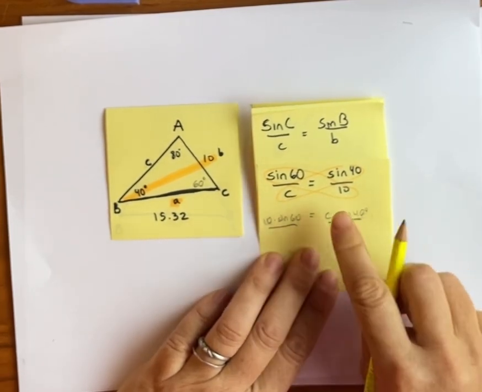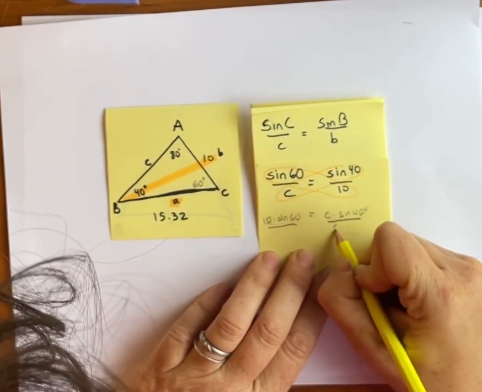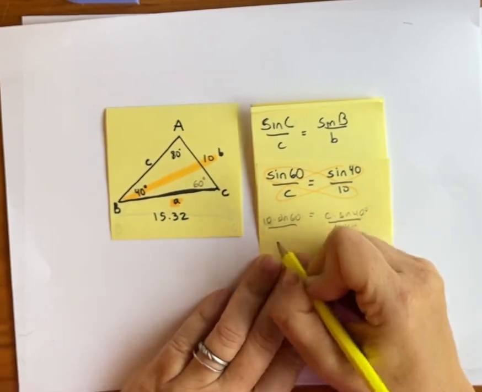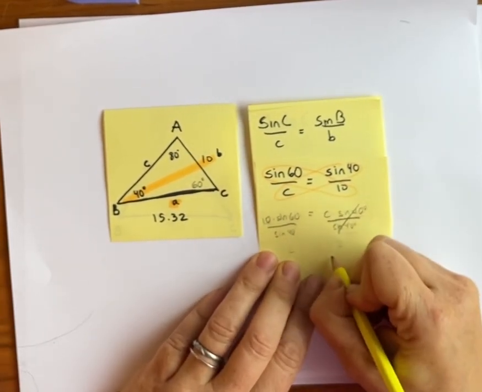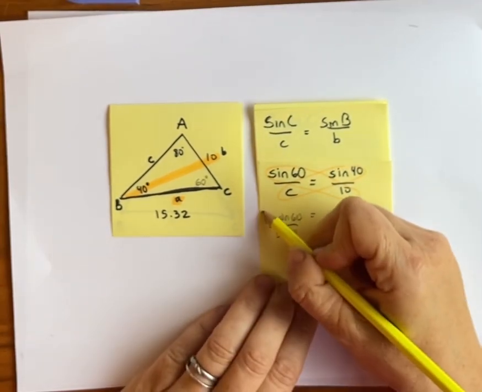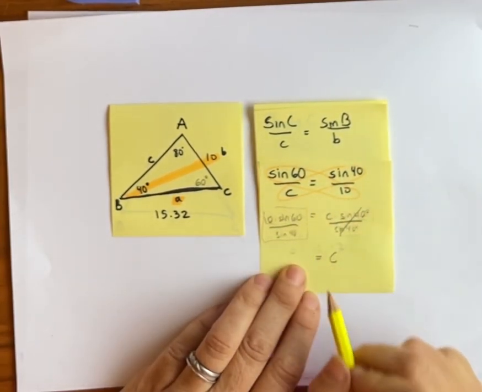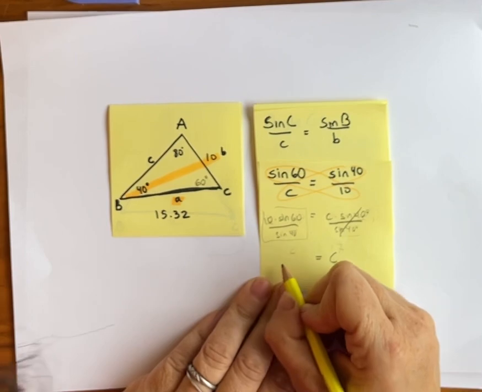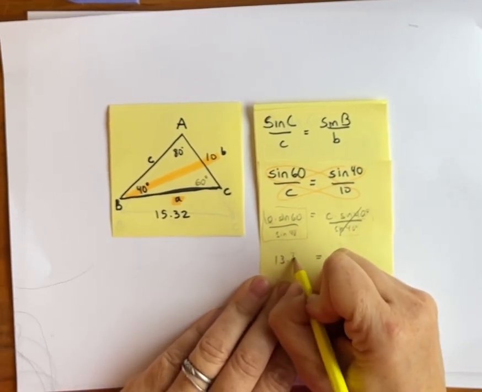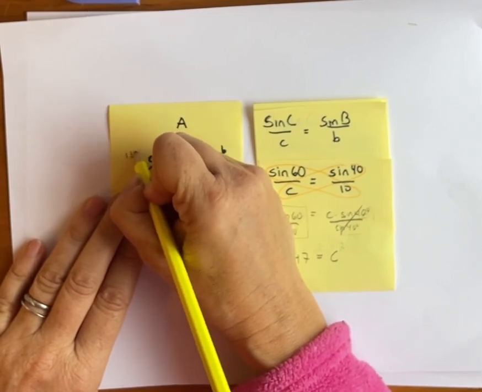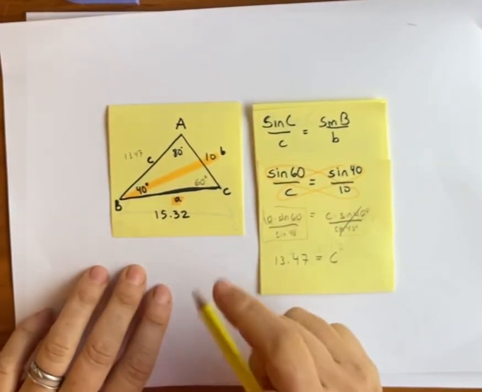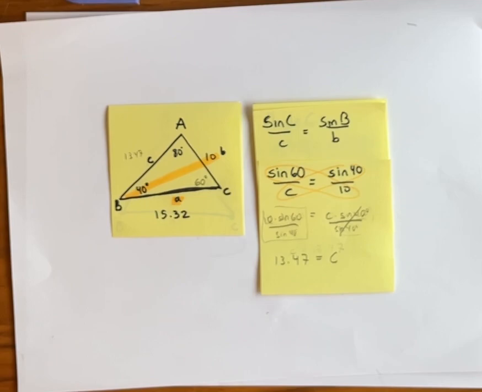I want to get c by itself, so I divide both sides by sine 40. That cancels out, so c equals this term right here. You can go ahead and put that in your calculator, and when you do, you end up with c equals 13.47. I now have solved every angle and every side. So this is a great thing to know, and you might actually want to put it in your notes so you can use it.